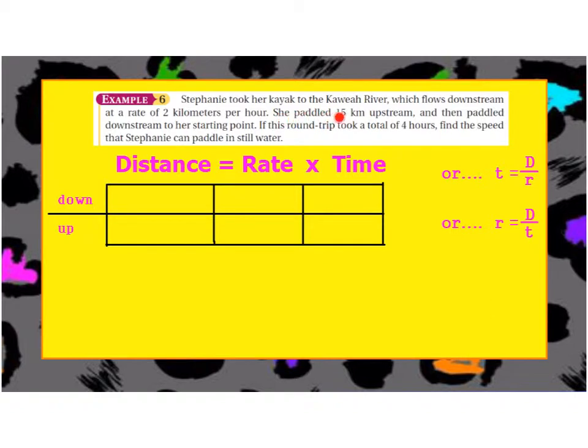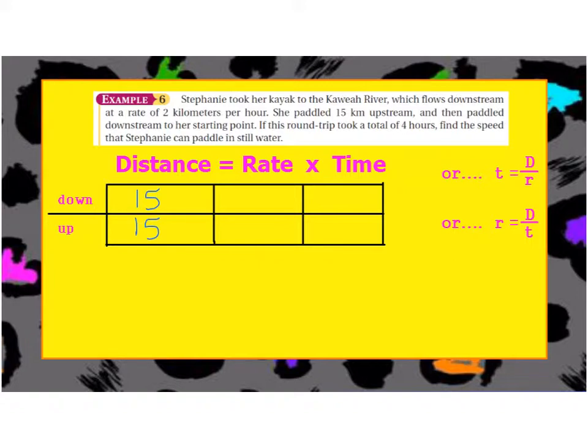So she started off going 15 kilometers upstream, which means she's going to be fighting this current that is going here. So let's keep that in mind as we write this. Now, let's figure out how much of this chart we can fill in. It says she paddled 15 kilometers upstream. So that would be her distance, 15 kilometers. But the thing is she turned around and paddled right back to where she started. So even going downstream, her distance is still going to stay 15. Went the same distance both ways. Okay, so that was easy.